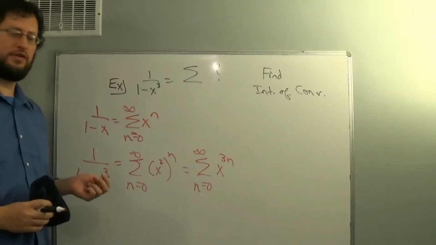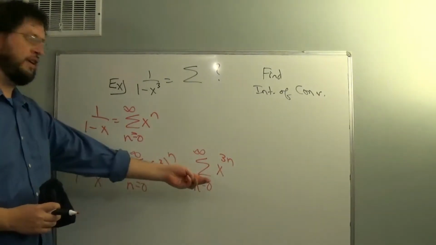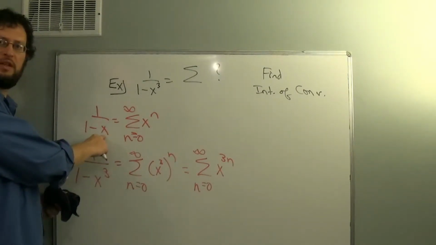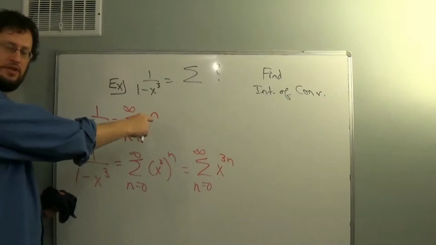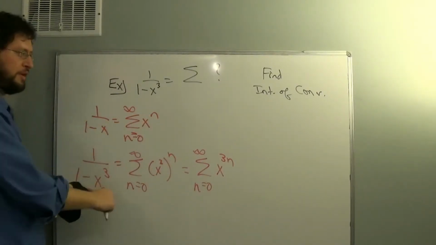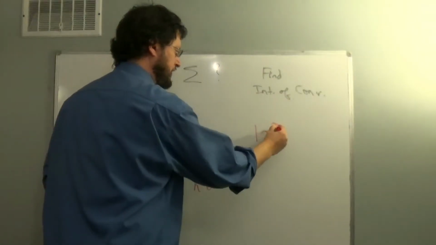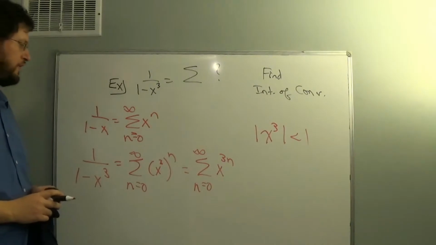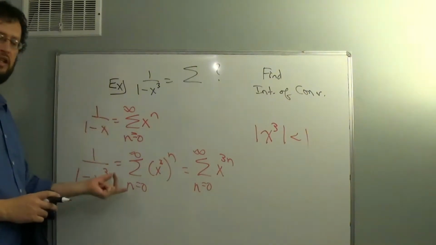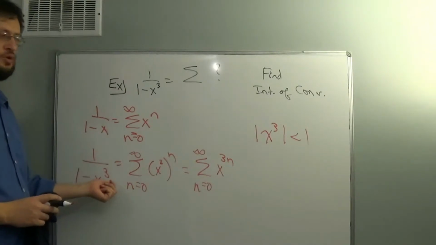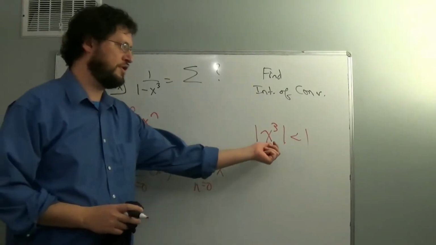How we will find the interval of convergence, the easiest way is just to point out that over here we needed the absolute value of x to be less than 1 in order for this to converge. We've replaced x by x cubed, so instead we need the absolute value of x cubed to be less than 1 in order for it to converge. Because the only difference between these things is that instead of x I have x cubed. So we'll do exactly the same thing with the interval of convergence.